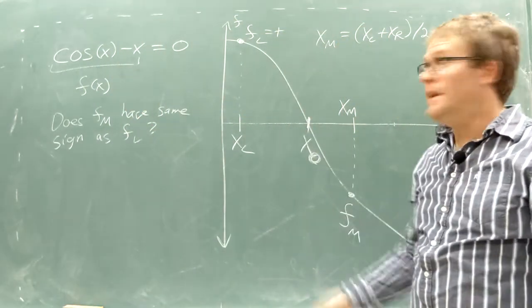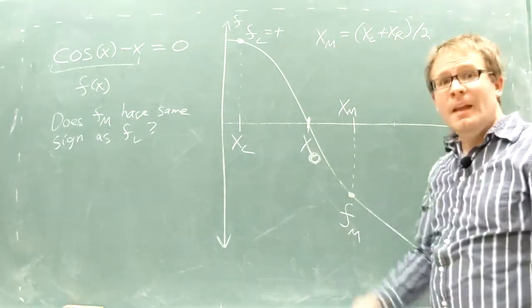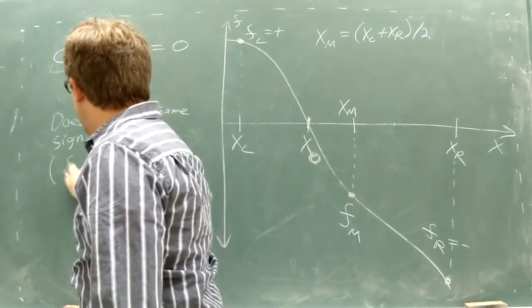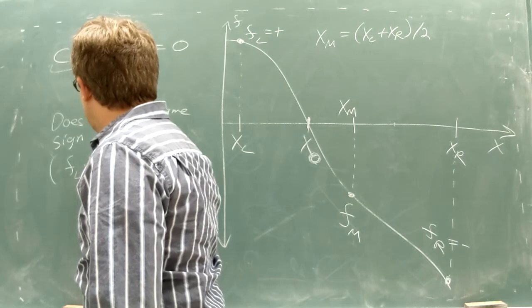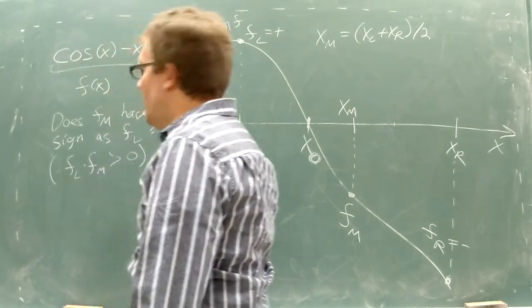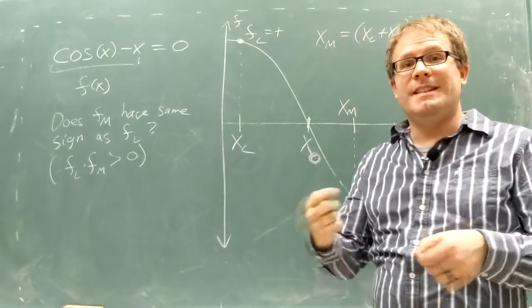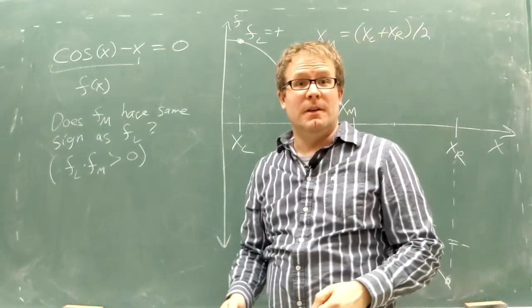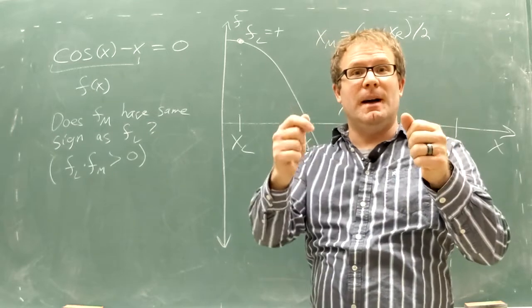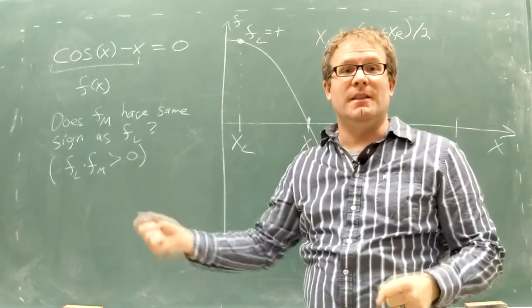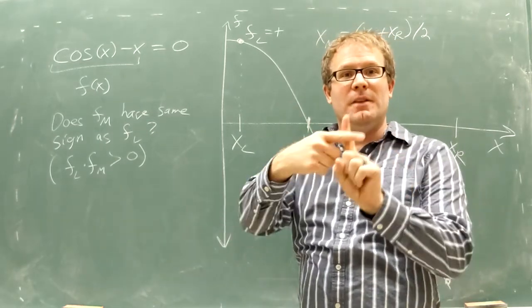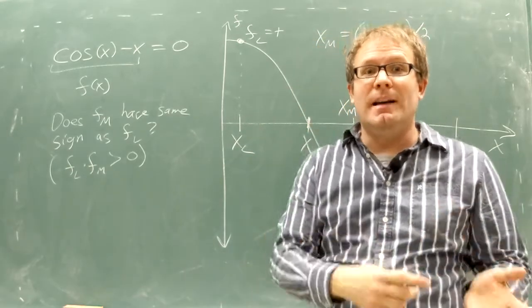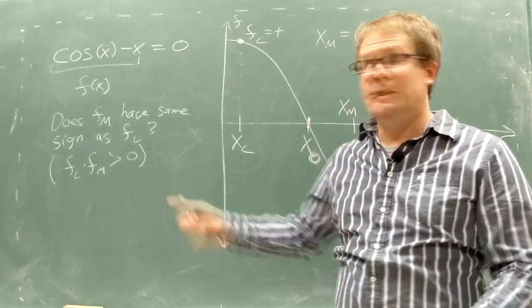Because it'll either be f left or f right. An easy way that we can check that is to check for whether f left times f middle is greater than 0, right? Because when two numbers have the same sign, if you multiply them together, you get a positive number. If it's a positive and a positive, you get a positive. If it's a negative and a negative, you get a positive again. On the other hand, if they have opposite signs, a positive and a negative, or a negative and a positive, you'll end up with a negative.